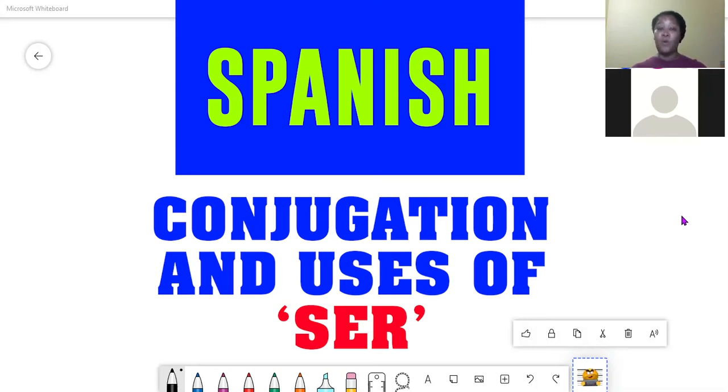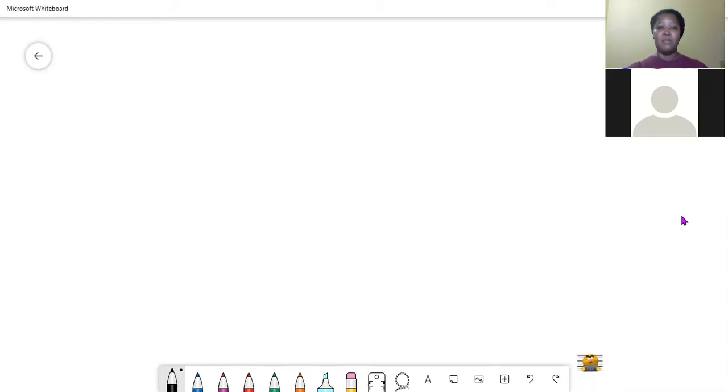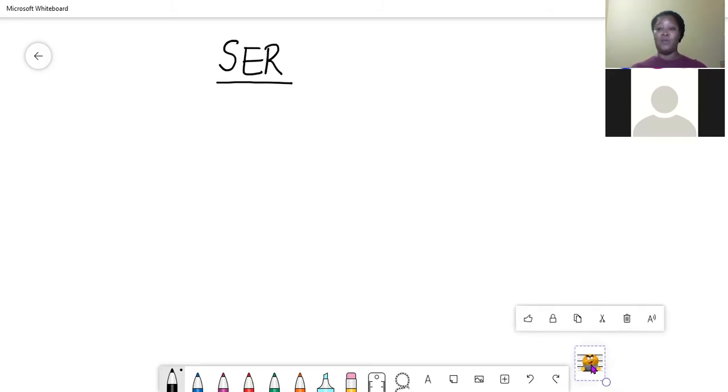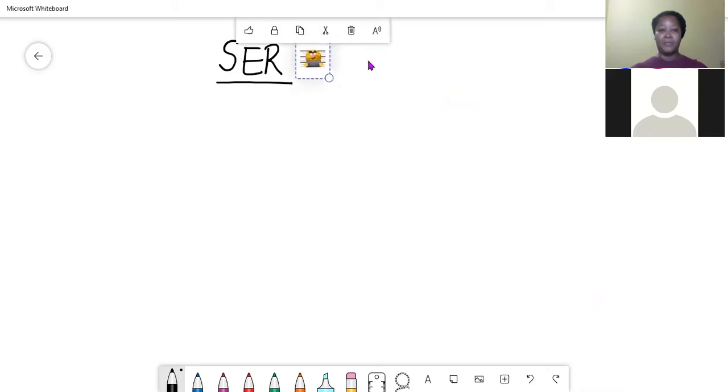In this lesson, we're going to be meeting the verb ser. Now, ser is one of what I like to call a criminal verb. It's one of those verbs that does not behave itself. And so to help you remember that ser is a criminal verb, let's put a little icon beside him, right? Criminal verb, does not behave.